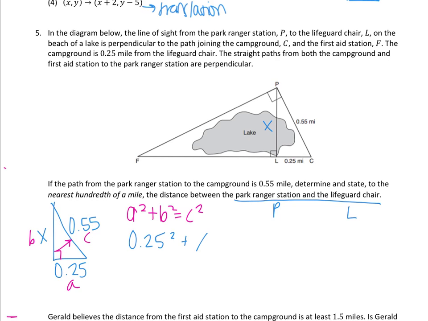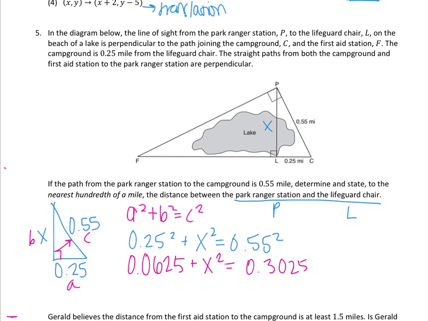0.25 squared plus x squared equals 0.55 squared. 0.25 squared gives us 0.0625 plus x squared equals, now I'm typing in 0.55 squared, and we get 0.3025. Now our goal here is to solve for x, which means that we need to get x squared alone, or in other words, subtract 0.0625 from both sides. So now we have x squared equals, we're going to do that subtraction.